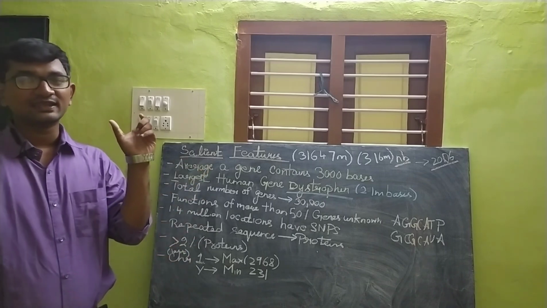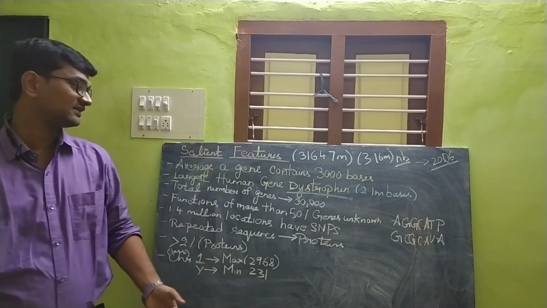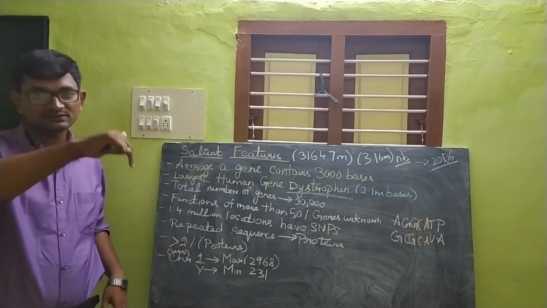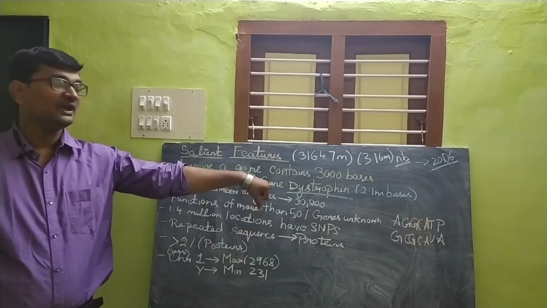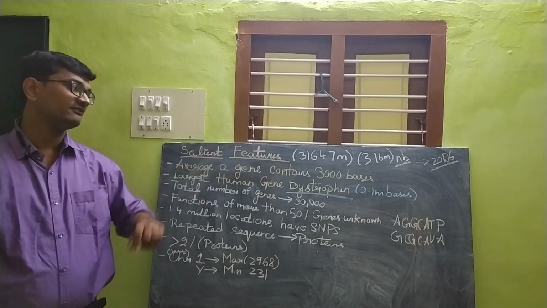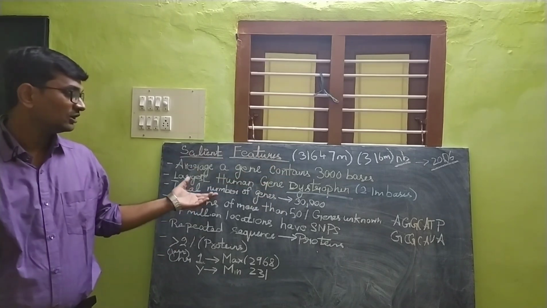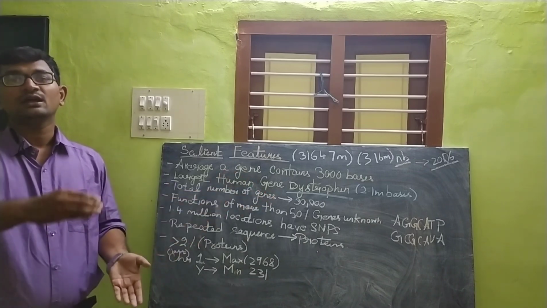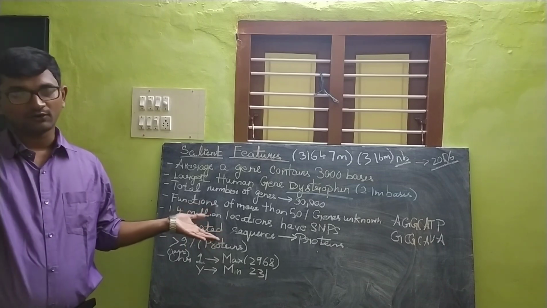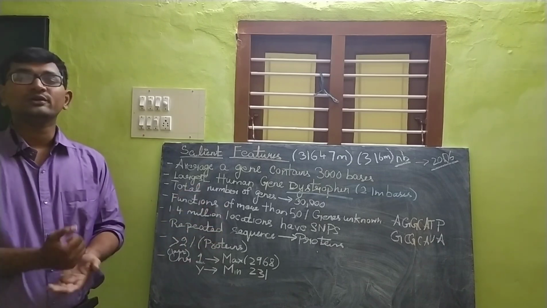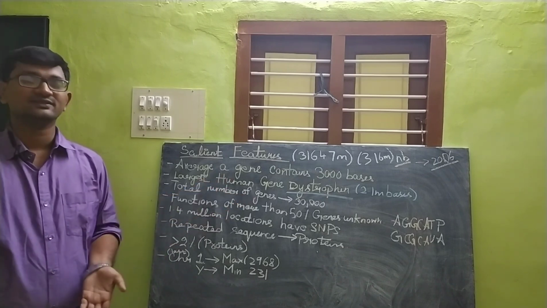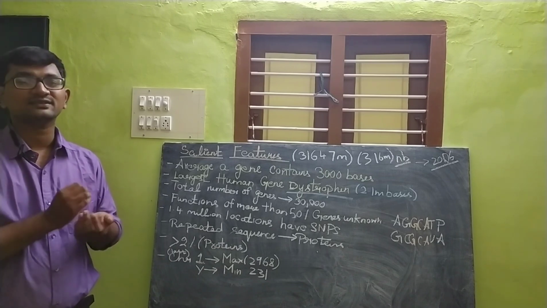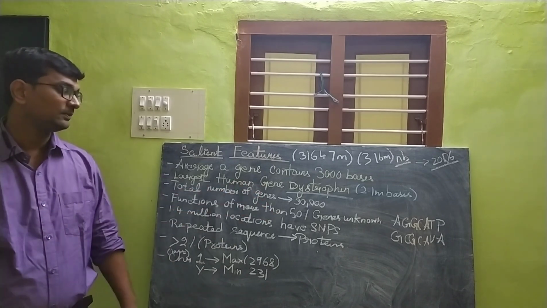So if you take an average gene, how many bases does it contain? 3000 base pairs. The largest human gene known till now is dystrophin. It is a need-based question, which has 2.1 million base pairs. So the total number of genes present in the Human Genome Project is 30,000. Till now, 30,000 genes have been found in human beings. More than 50% of genes have unknown function, and 1.5 million nucleotide base pairs have single nucleotide polymorphism.